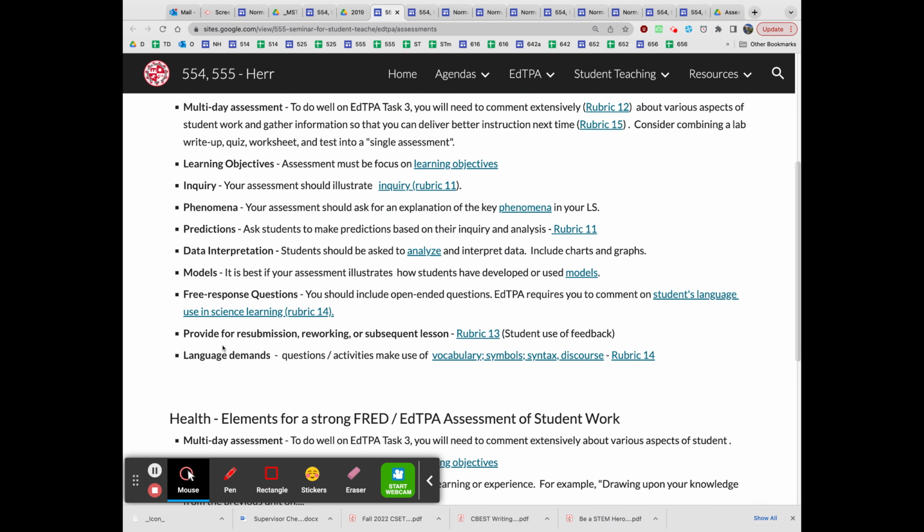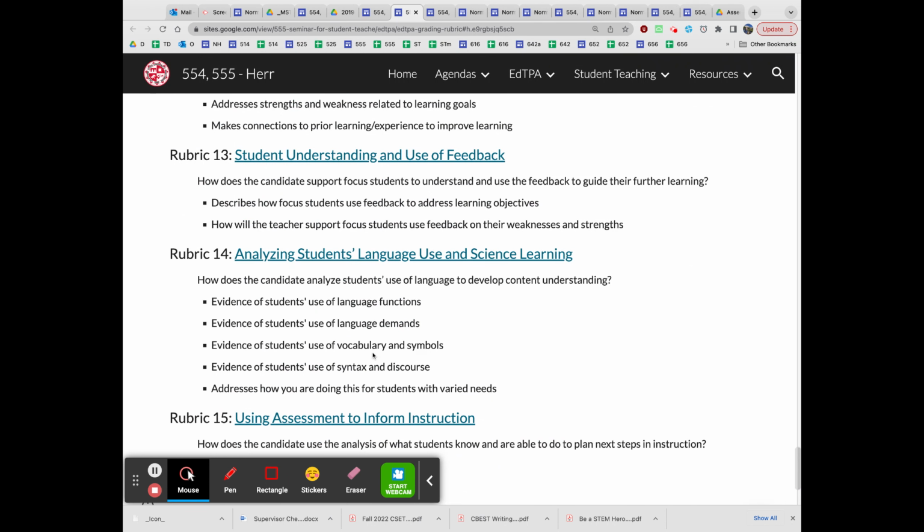You're also going to want to provide opportunities for resubmission. In other words, many districts have gone to a type of grading called mastery grading, where if you don't succeed the first time, you have opportunities to improve, but the teacher has given you guides as to how you can improve. Well, if you use mastery grading, then you're set up for rubric 13, because you'll notice that rubric 13 says, how does the candidate support focus students to understand and use the feedback to guide their future learning? So let's say that your assessment gives them the opportunity to resubmit a portion of the assessment that they didn't do as well on.